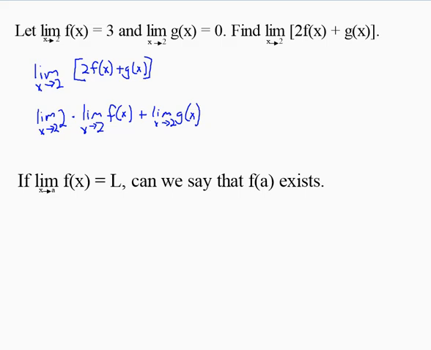Well, it tells us a few things. We know the limit as x approaches 2 of 2 is just 2, because the value is just 2. It doesn't matter what x approaches, it's just 2. Times this value here, up above it tells us the limit as x approaches 2 of f of x is equal to 3, so times 3, plus the limit as x approaches 2 of g of x is 0, so plus 0. So this just equals 6. Here's a couple things we need to be aware of.